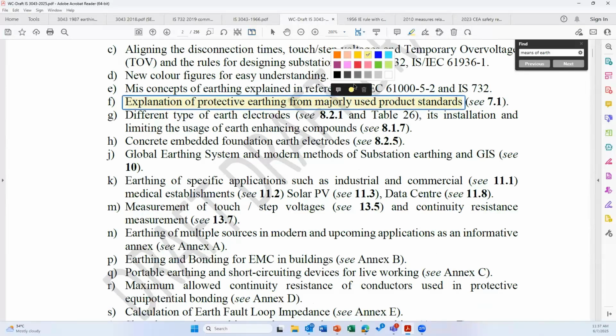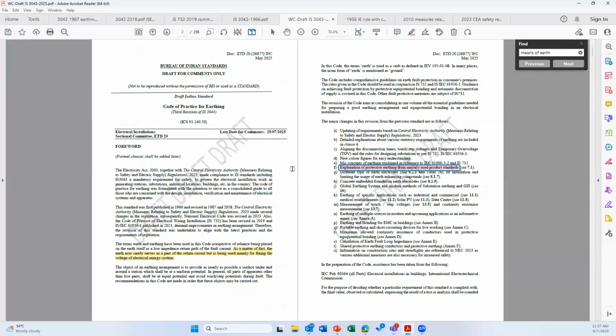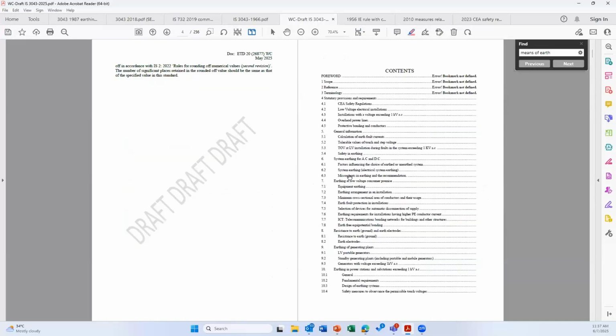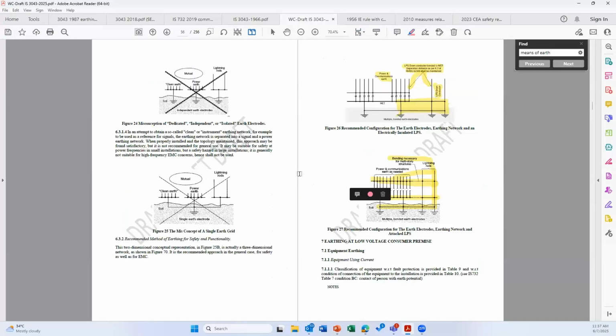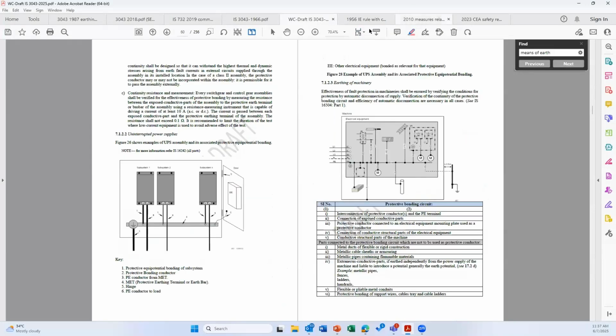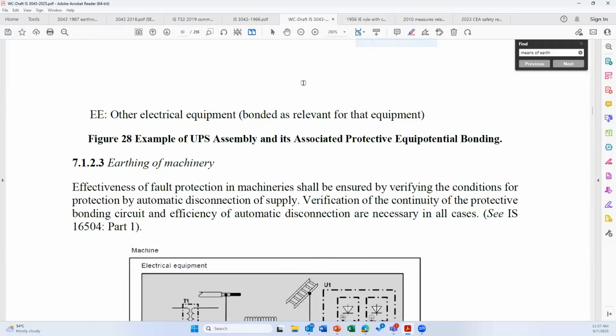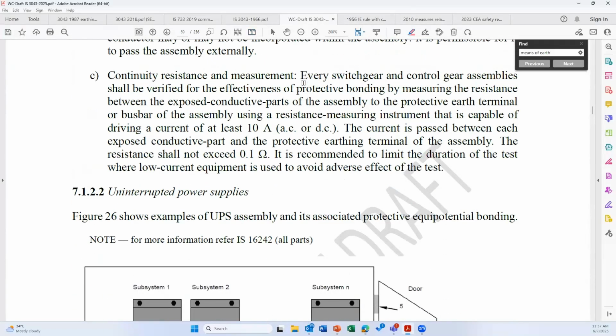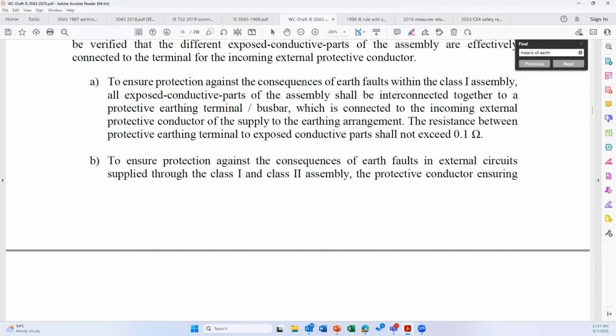This was another misconception, or maybe a kind of confusion between various stakeholders, for example the companies making lifts, machineries, UPS, and so on. Information from those product standards is being included in this particular session.